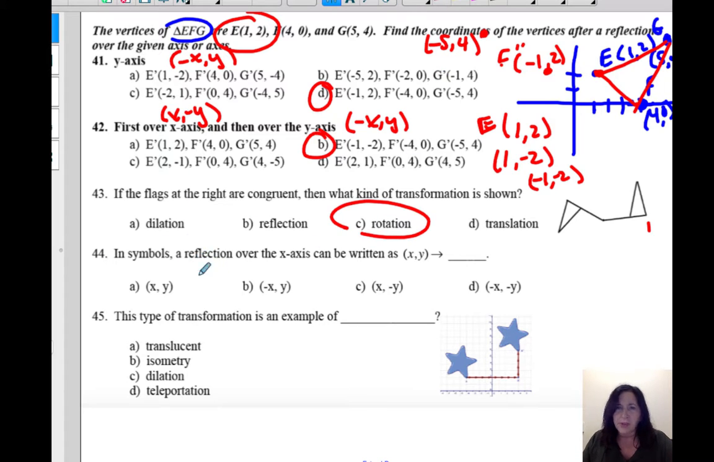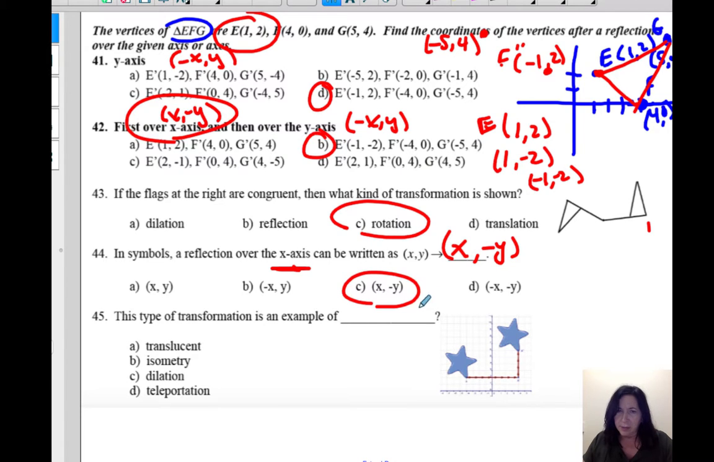In symbols, a reflection over the x-axis can be rewritten, as we just talked about, as (x, negative y). And so they want me to write that. Okay, check, did that.